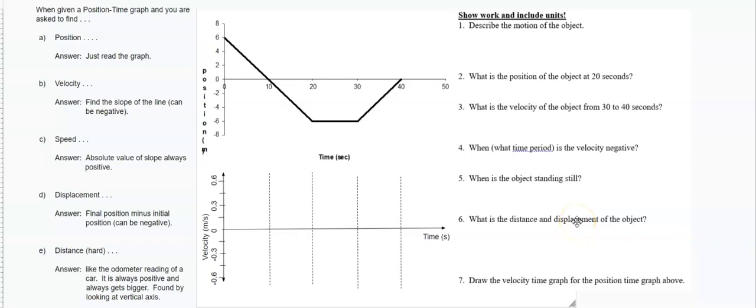The displacement, remember, is always the final position minus the initial position. Well, the final position would be right here, which is 0. The initial position is right here at 6, so it's 0 minus 6, and that would be -6. The distance, that's the hard one. So remember, for that one, you have to look at that vertical axis.